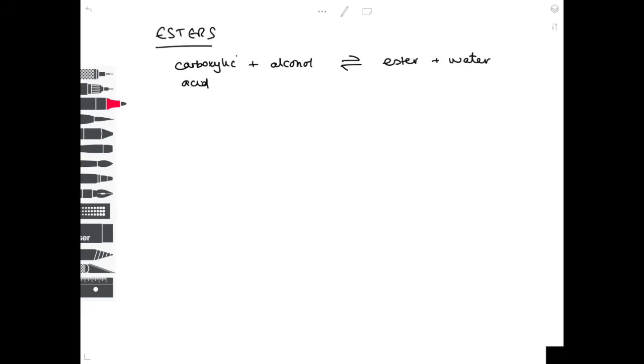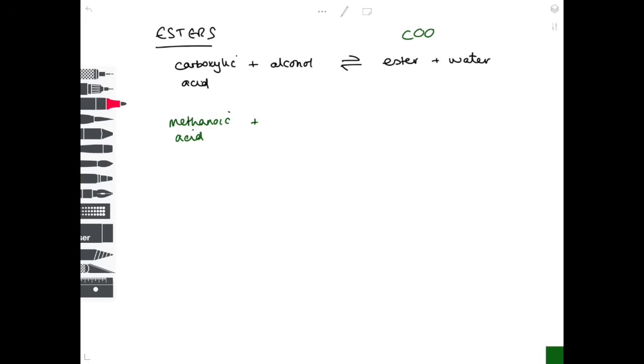Right, esters, so let's look at their general equation for their formation. So we need to react a carboxylic acid with an alcohol. This is a reversible reaction and it produces the ester plus water. The functional group of the ester looks like this, by the way. I'm going to show you an example now. So a carboxylic acid, I'm going to pick methanoic acid.